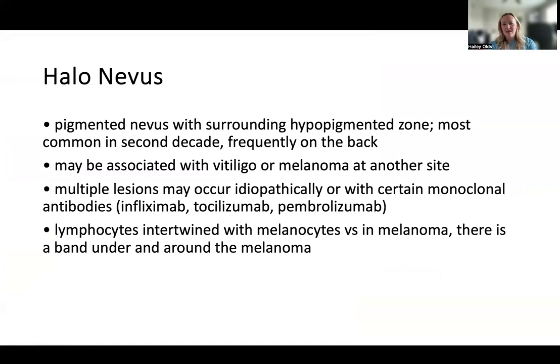And then clinically, you have a nevus with a hypopigmented zone around it. It's most commonly in the second decade of life and frequently on the back. And it can be associated with vitiligo or melanoma at another site. So it's not melanoma at that spot, but somewhere else. And then sometimes these can be associated with certain medications like infliximab or pembrolizumab. And the lymphocytes are intertwined with the melanocytes, versus if it was melanoma, the lymphocytes would be all under the melanoma. But here they're all mixed together.